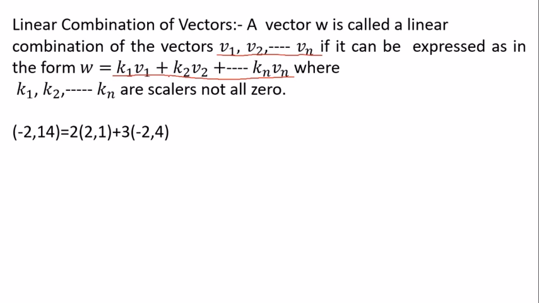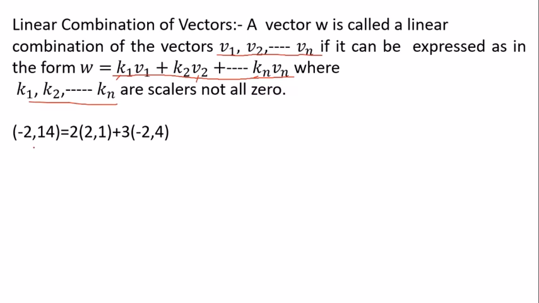Means we are multiplying each vector by some constant: k1 into v1, k2 into v2, kn into vn, where these k1, k2, ..., kn are scalars and not all 0, because if these are all 0, then left hand side and right hand side both become 0. So we cannot express W as a linear combination of other vectors.